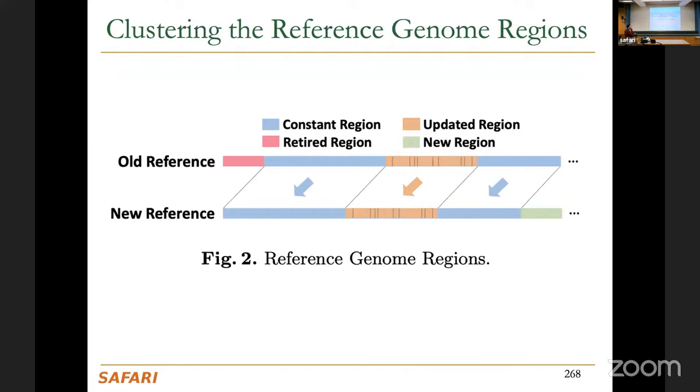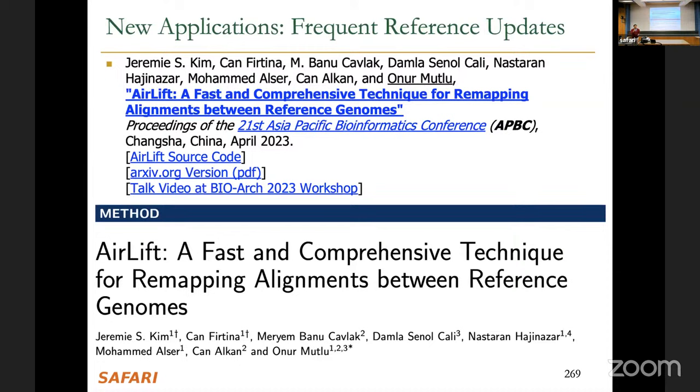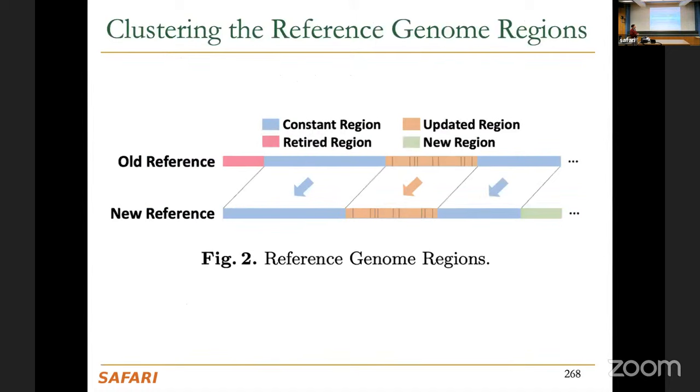What we do in Airlift is that we first create a dictionary between the old reference genome and the new reference genome, which tells us whether a particular region is unchanged, completely new, completely deleted, slightly updated, et cetera. Based on this dictionary, we decide on the operation that we need to do. For example, if it is an unchanged region, we can simply update the old mapping position to the new mapping position, because content-wise, nothing changed. This means that the edit operations should not change. Only the position can change because of the shifts due to deletions and insertions. Or, if it is within an updated region, maybe we need to do some approximate matching, et cetera.